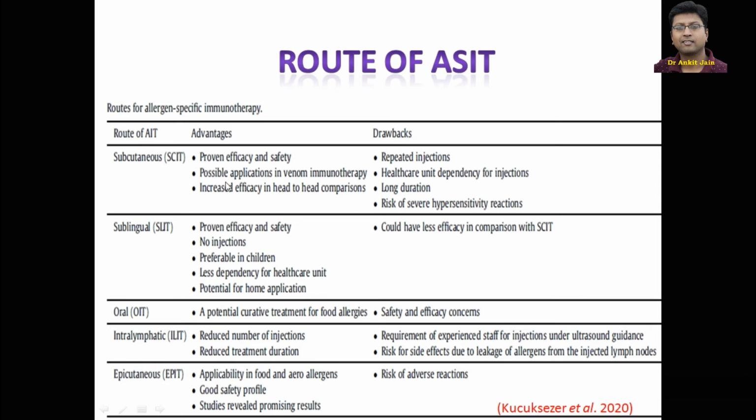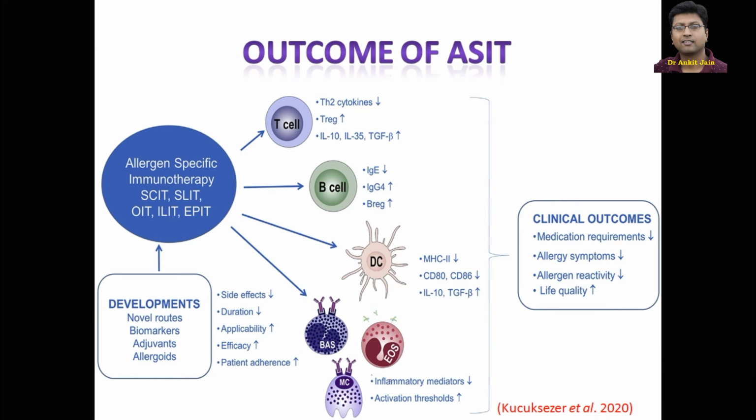There are actually 5 routes for the introduction of allergen specific immunotherapy. First is the subcutaneous route, second is the sublingual route, third is the oral route, fourth is the intralymphatic route, and fifth is the epicutaneous route.